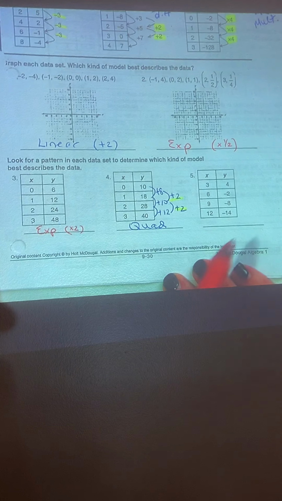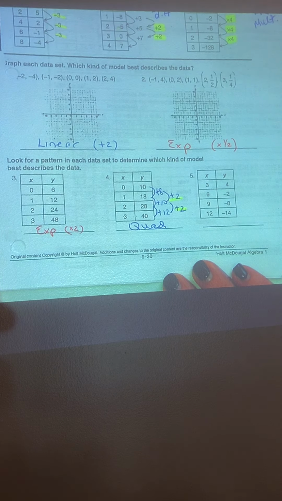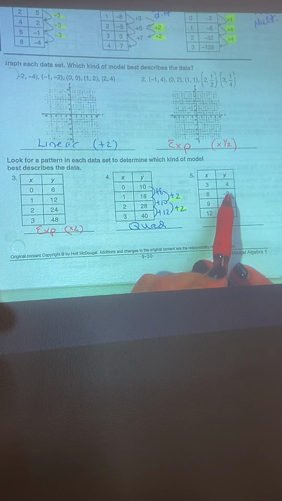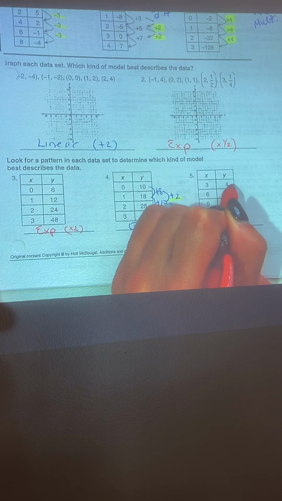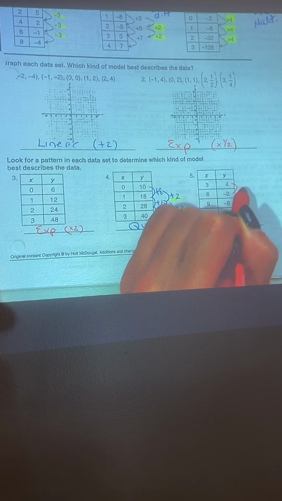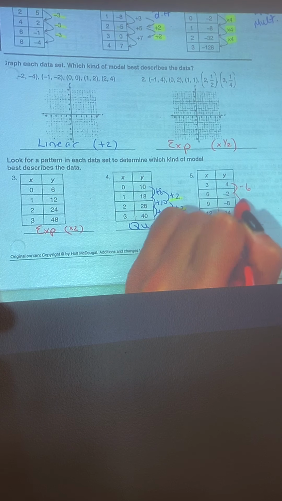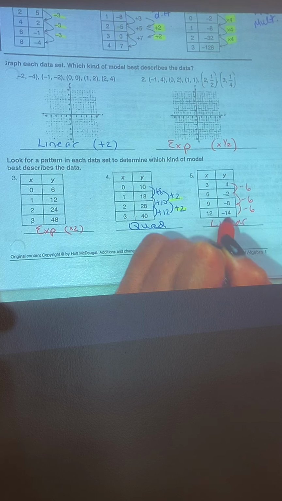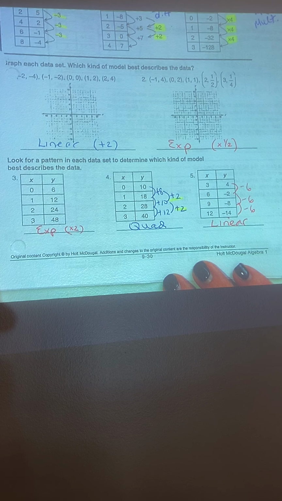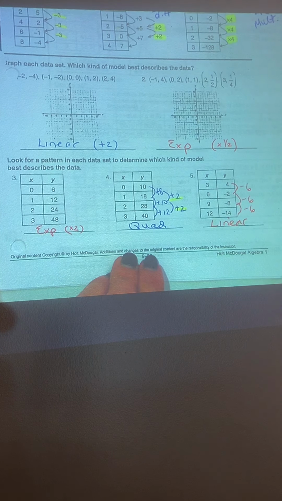And finally, x's are good. My y's, 4, -2, -8, -14. Not being multiplied. 4 to -2, going down 6, down 6, down 6. Therefore, that's linear. Common first difference. So that's our first part. Next page.